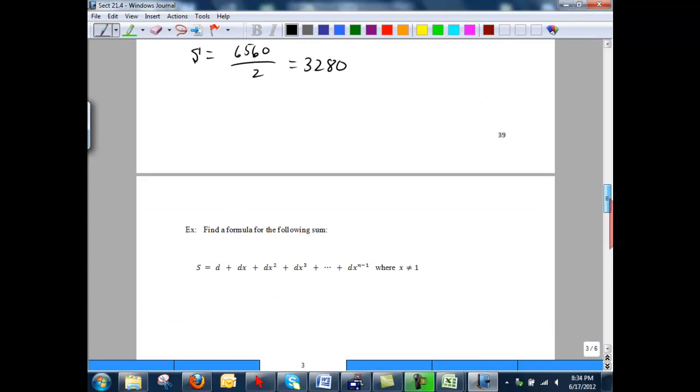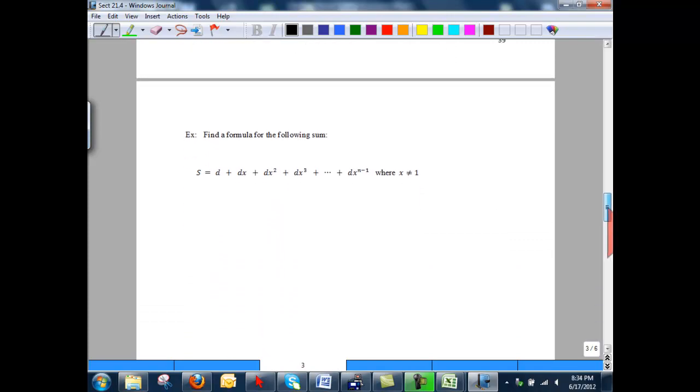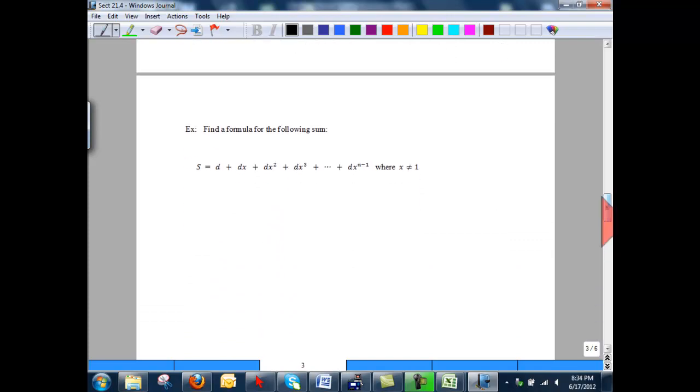And let's do a more general example. We're on our way to developing an actual formula here. So s equals d plus d times x plus d times x squared. This is a geometric series as well. Each term is x times the previous term. So d times x is dx. d times x times another x is dx squared. I take that and multiply by x and I get dx cubed and so on.